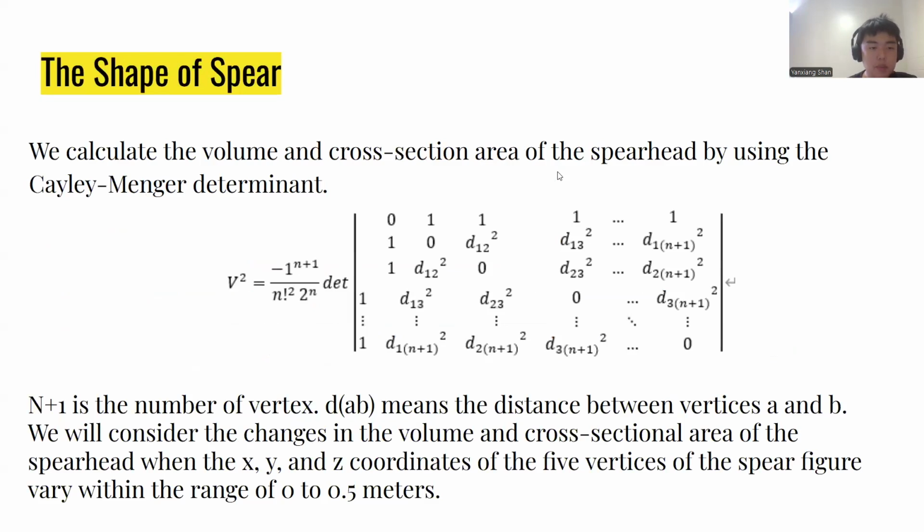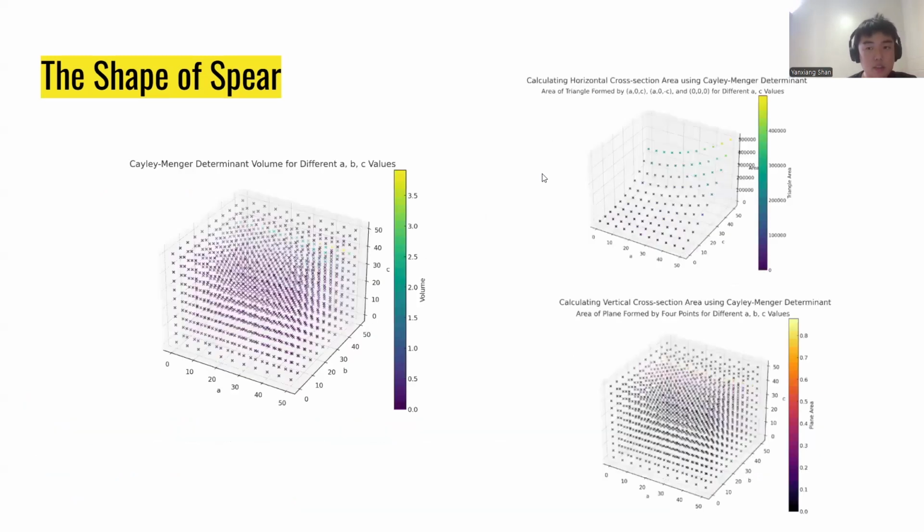To better understand the geometric properties of the spearhead, we use a Cayley-Menger determinant to calculate its volume and cross-sectional area. This allowed us to analyze how the spearhead's volume and cross-sectional area change with varying x, y, and z coordinates, impacting its overall performance. And here are the 3D models we generated with Python. The left one shows how the volume changes with the varying x, y, z coordinates. And the other two show how the vertical cross-sectional area and the horizontal cross-sectional area change with the varying x, y, z coordinates.